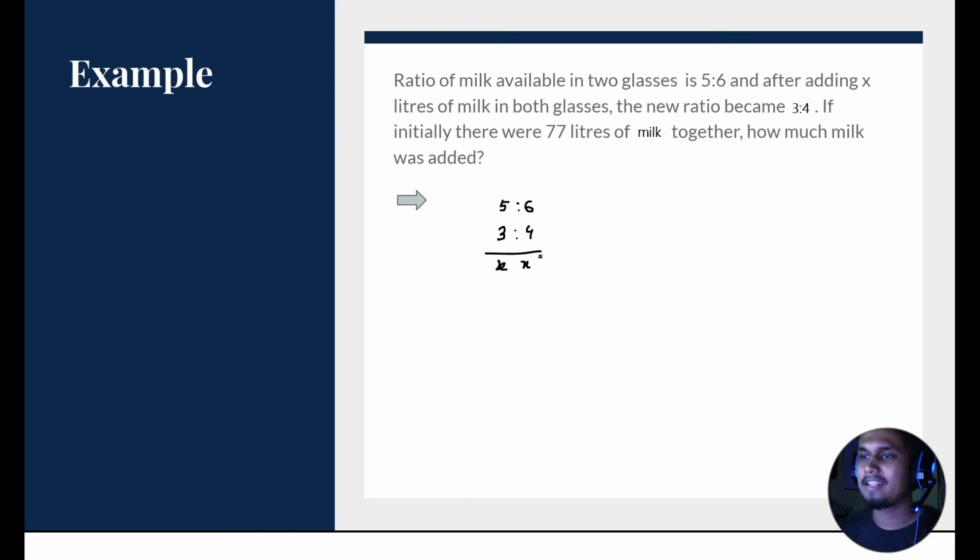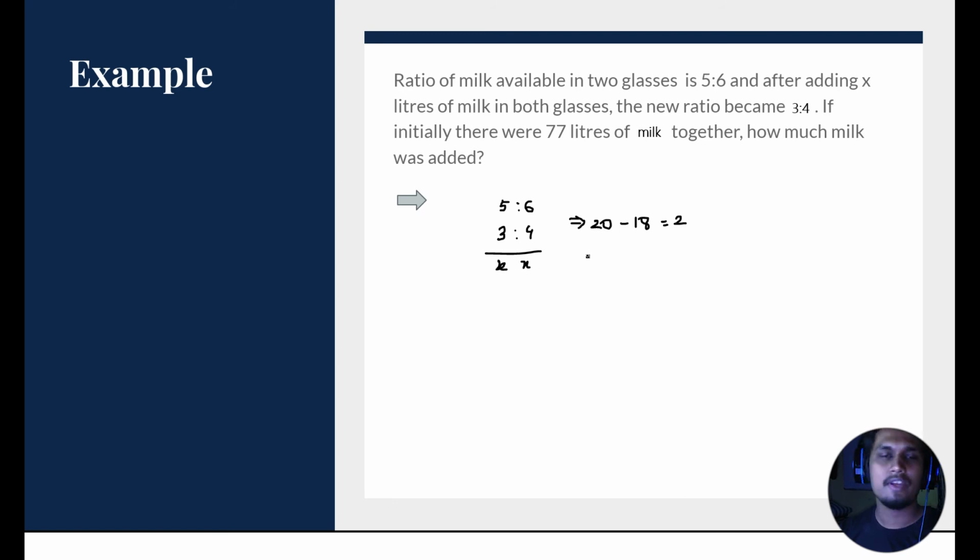Now if we just apply the same formula we have learned, we just have to multiply 5 and 4, and 3 and 6. If we multiply 5 and 4, you will get 20, and 3 and 6 means 18. So you will get the difference of this product as 20 minus 18, and that is 2 unit.